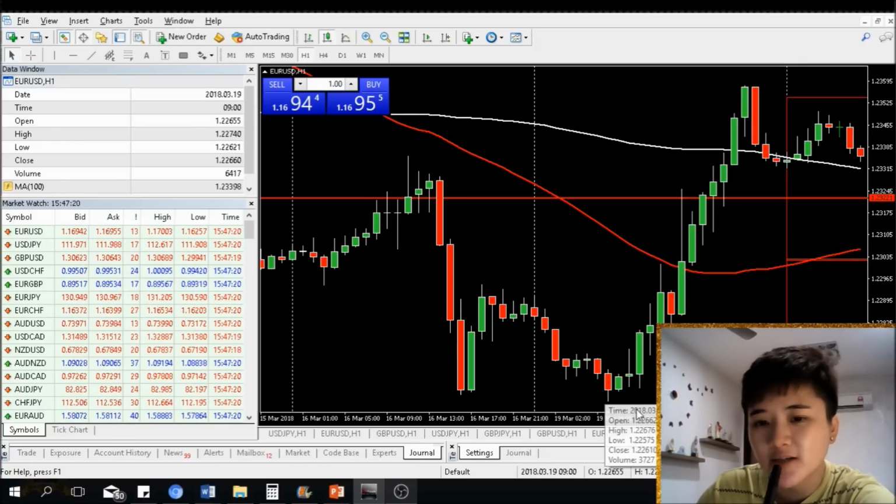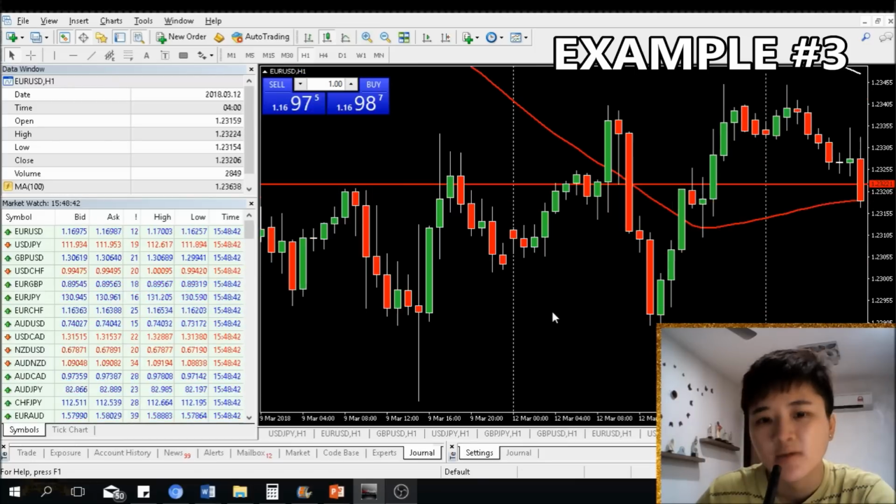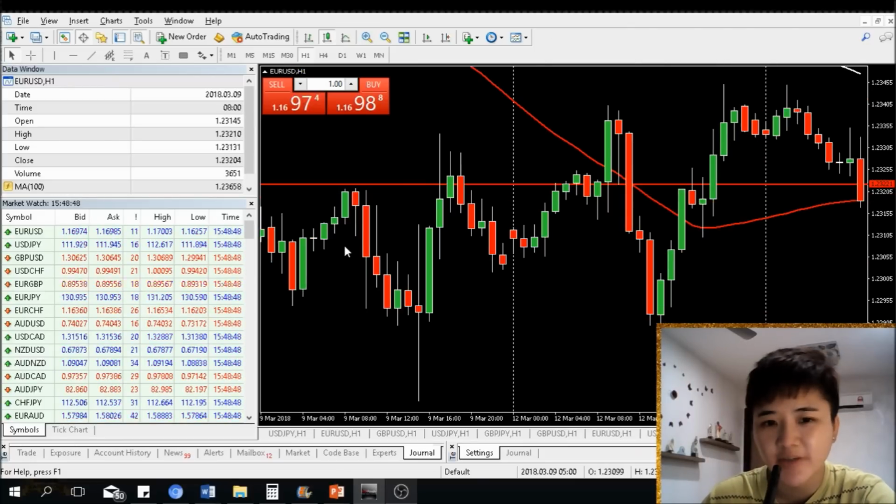Then right after that, you see a spinning top over here. Okay, this one is not that ideal because the length of the upper wick and lower wick is not the same. But you can see that after this spinning top appears, then the price goes on a bullish movement right here. Alright, another example, you can see a bearish movement here.